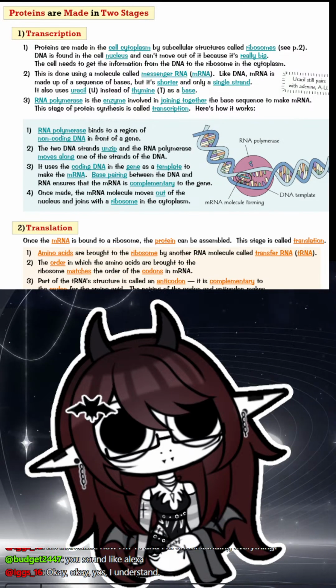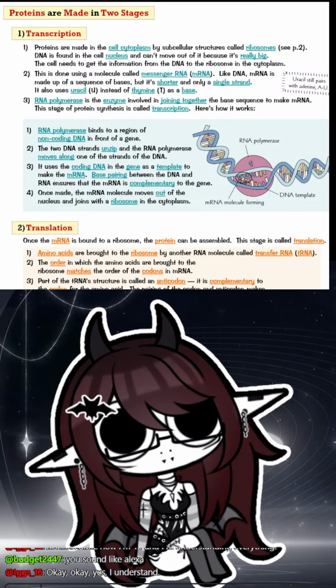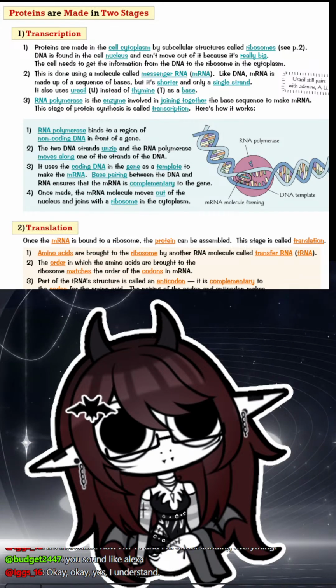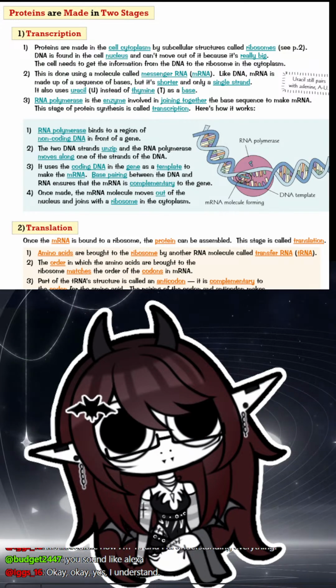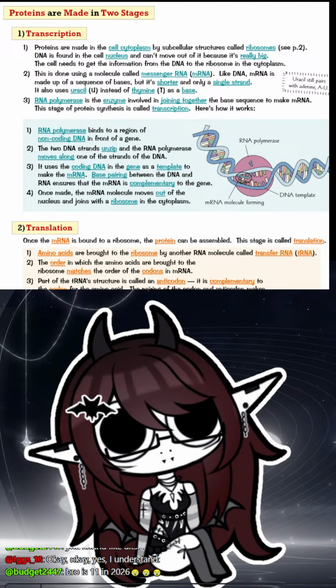Alright, proteins are made in two stages. Firstly, transcription. Proteins are made in the cell cytoplasm by subcellular structures called ribosomes. DNA is found in the cell nucleus and can't move out of it because it's really big. The cell needs to get the information from the DNA to the ribosome in the cytoplasm. This is done using a molecule called messenger RNA, mRNA.